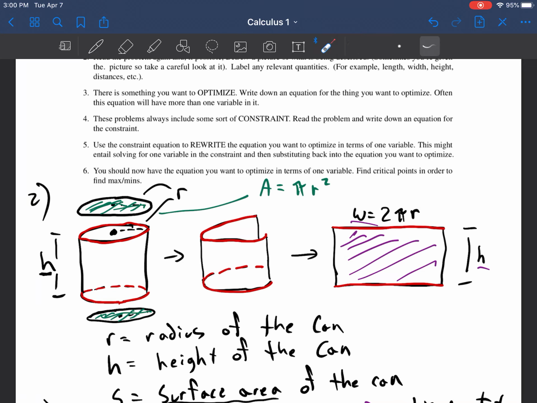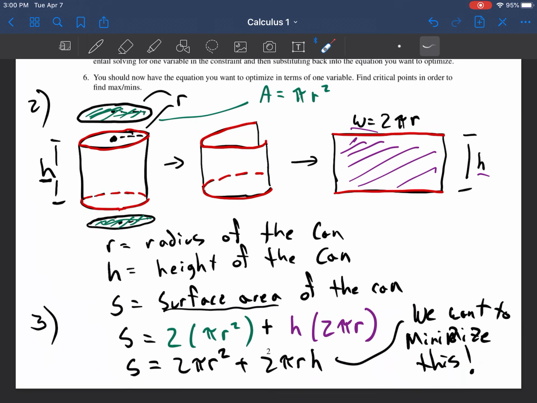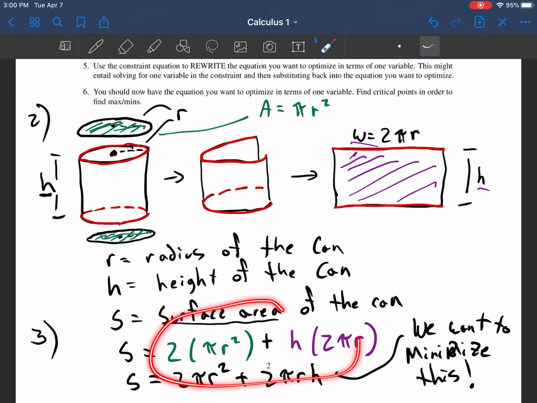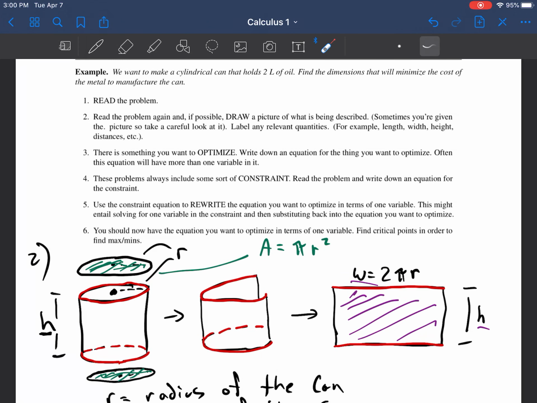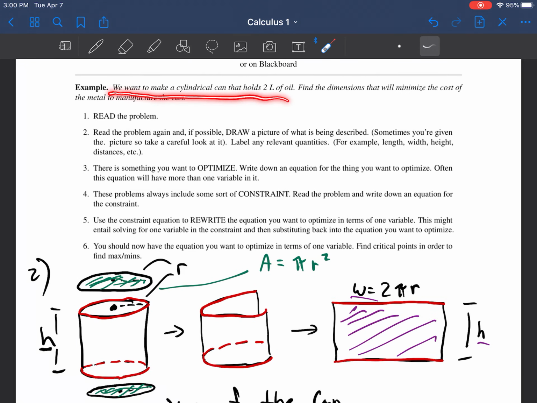Step number 4 is to write down a constraint. Somewhere in the problem, you're given some constraint. Here we don't want to spend too much money on the metal needed to make the can, but we can't just make a teeny tiny little can, because we have a constraint. And the constraint is the first part of the problem: the cylindrical can needs to be able to hold exactly 2 liters of oil.